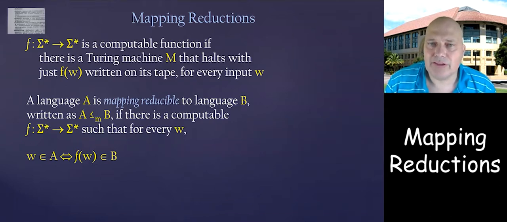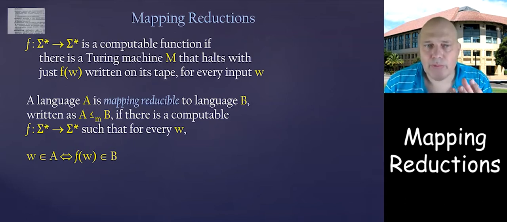So what does it mean? Why is it a reduction? It's a reduction because instead of trying to answer if w is in A, we can compute f(w) and then answer if f(w) is in B. And this "w is in A if and only if f(w) is in B" means that solving the problem "w in A" is exactly the same as solving the problem "f(w) is in B." So we reduced one problem to the other.